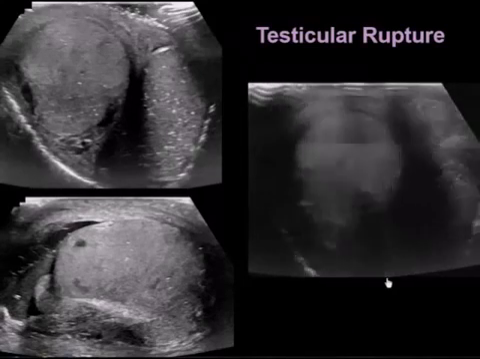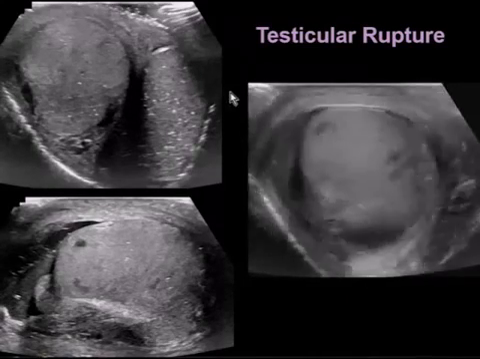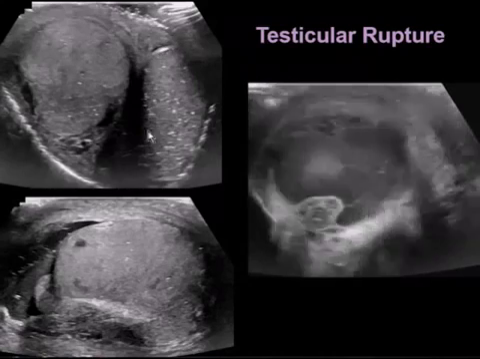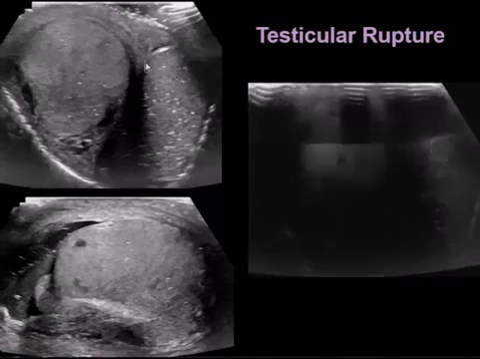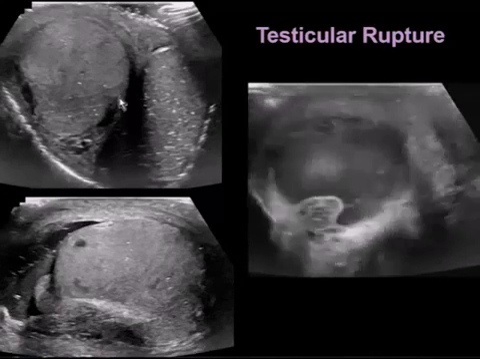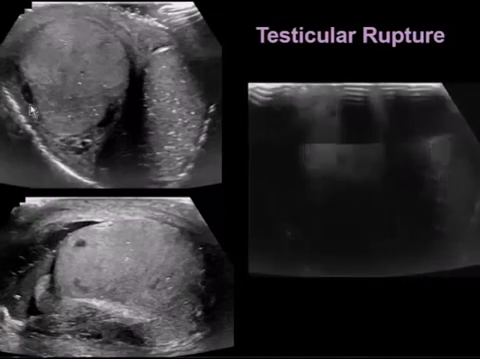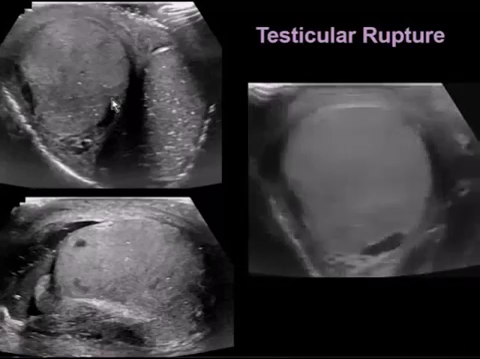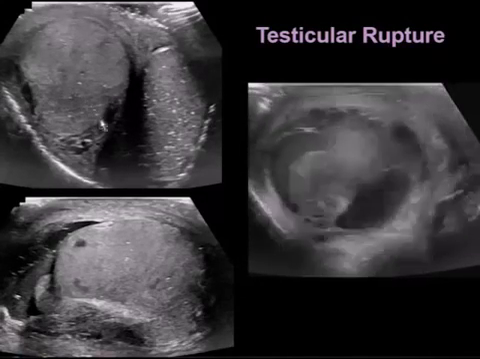So here's a patient with testicular rupture. You can see this patient also has microlithiasis. This is the normal left testicle, and this is the right testicle. And just on this still image, we can see that the contour of the posterior wall of the testicle is bulging and distorted because of disruption of the capsule.